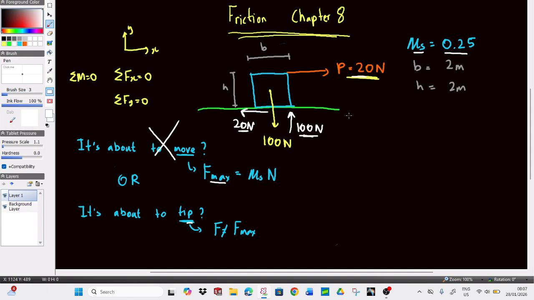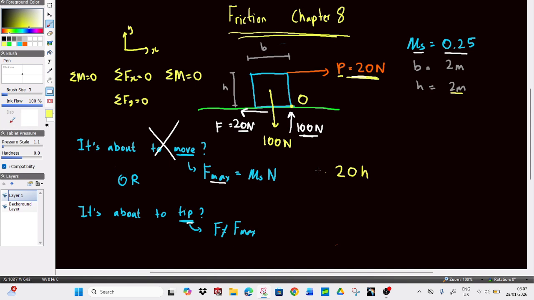Again, remember for equilibrium, our summation of moment also has to be equal to 0. So let me take the moment at this point here, which I'll call point O. We can see that the moment caused by P and our frictional force F, which I didn't label by the way, my apologies, is simply in this case 20 times h, which is obviously 2 meters.